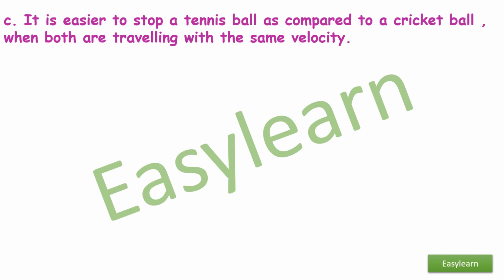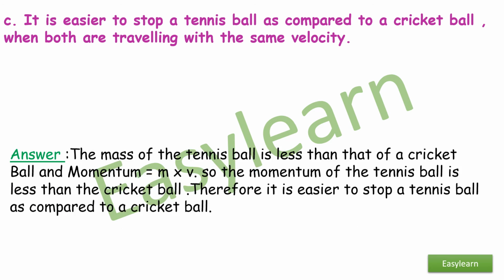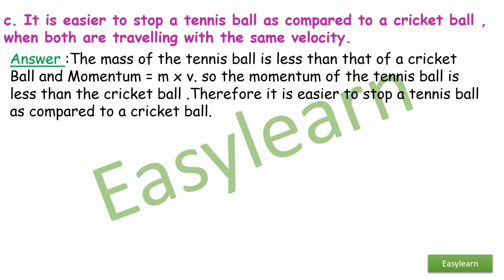C. It is easier to stop a tennis ball as compared to a cricket ball when both are traveling with the same velocity. Answer: The mass of a tennis ball is less than that of a cricket ball, and momentum is equal to m into v. So, the momentum of the tennis ball is less than that of the cricket ball. Therefore, it is easier to stop a tennis ball as compared to a cricket ball.